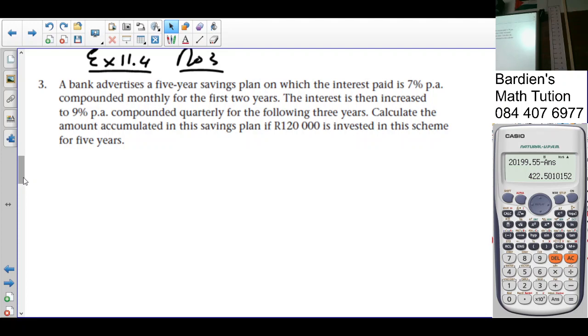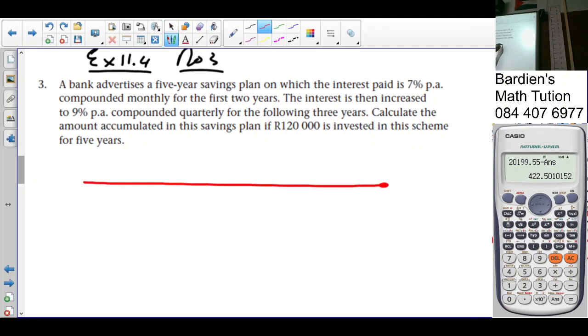compounded monthly for the first 2 years. The interest then increased to 9% per annum compounded quarterly for the following 3 years. Calculate the amount accumulated in the savings plan, if 120,000 Rand is invested in the scheme for 5 years. So in other words, it's a timeline for 5 years, takes you to T5, T0 at that point.